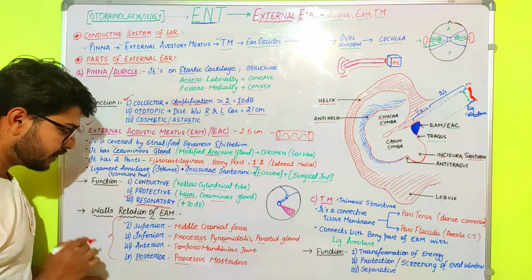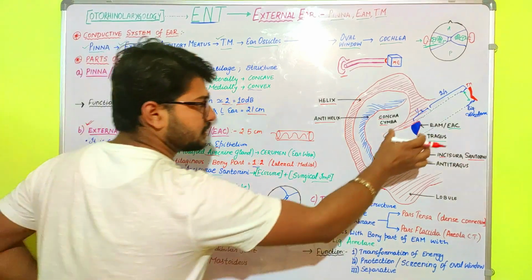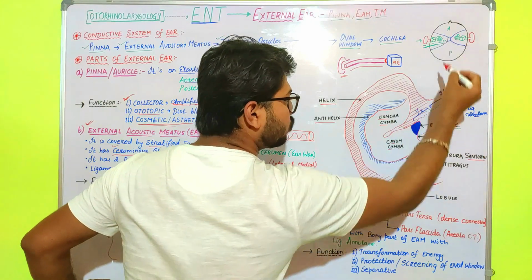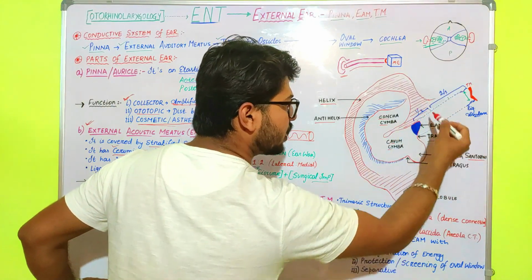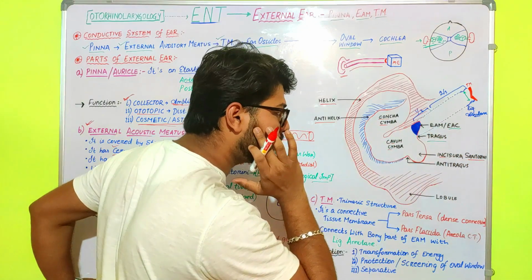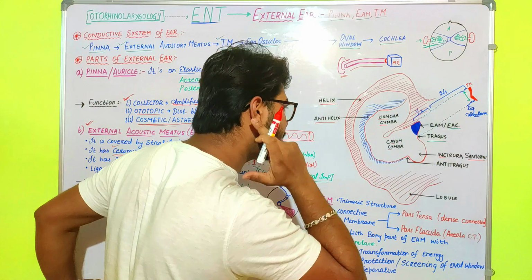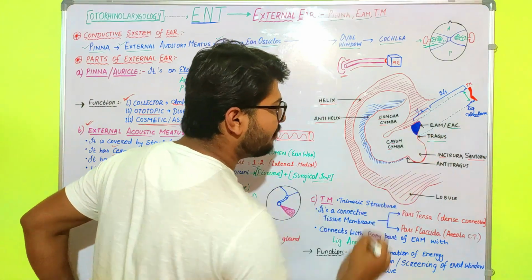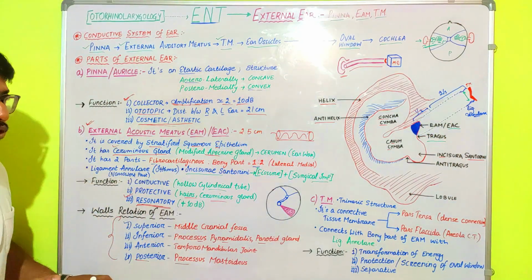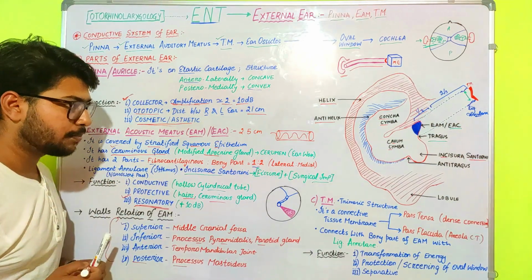So this question is very important. You should know the wall relations of the external acoustic meatus. To its superior we have the middle cranial fossa. To its inferior we have the processus pyramidalis and the parotid gland. To its anterior we have the temporomandibular joint, and to its posterior we have the processus mastoideus. So this is the important question related to the external acoustic meatus.